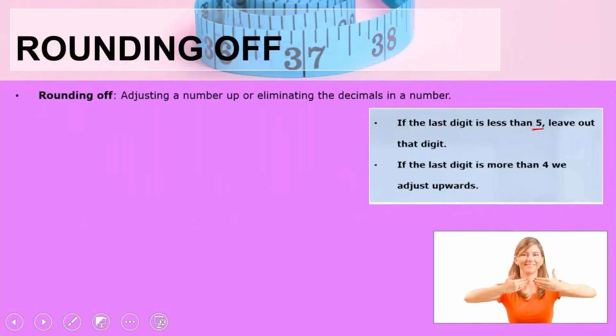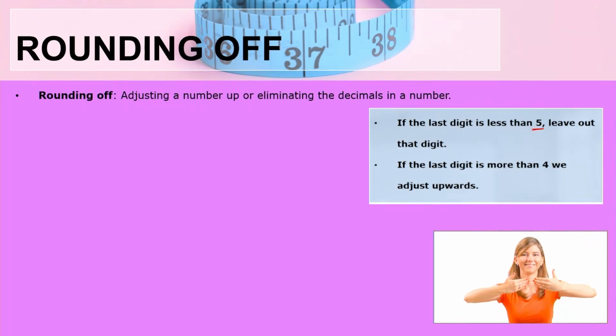Okay, so now the first section that we'll be dealing with is rounding off. What is rounding off? When we talk about rounding off, we're talking about adjusting the value upwards or eliminating the units depending on the conditions. So this is the principle that you will be using as we round up and round down.